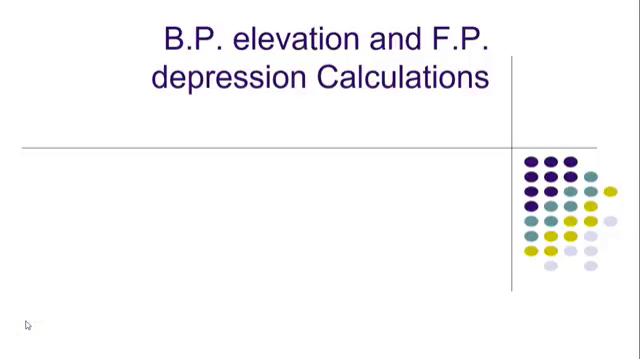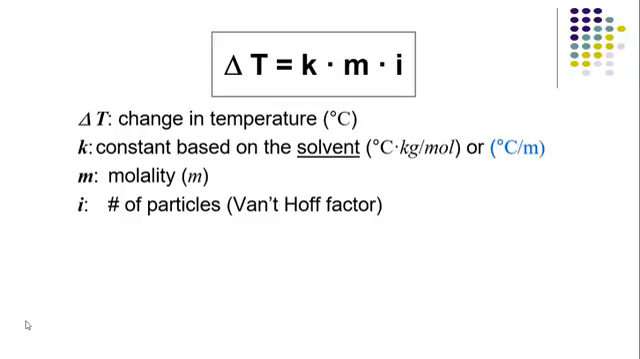This video will talk about how to calculate boiling point elevation, the change in boiling point, and figure out the new boiling point, and the change in freezing point, and figuring out the new freezing point of a solvent. First thing we need to know is the equation that we'll use, and it's delta T is equal to KMI.